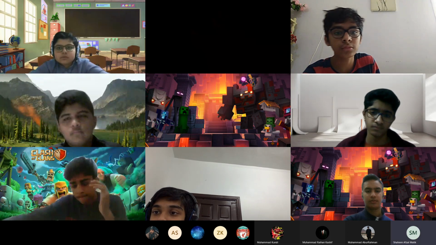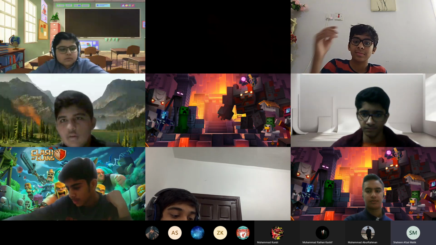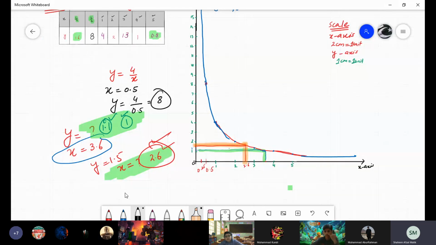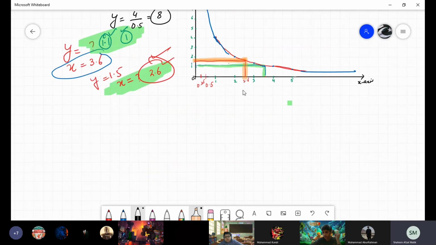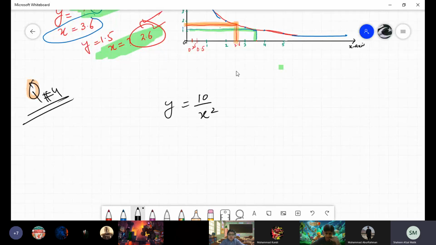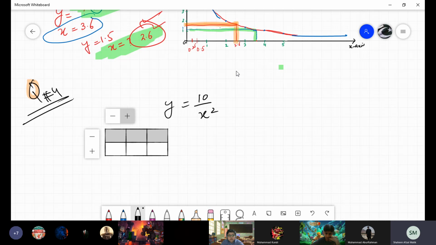Can you do question 4 by yourself now? Yes, ma'am. In question 4, you have to do it directly on the calculator and fill the table directly from the calculator. If you finish with this one, I can show you the question 4 table at least. Question number 4, the equation is y is equal to 10 over x squared, and the table has 5 points, 1, 2, 3, 4, 5 and one more.